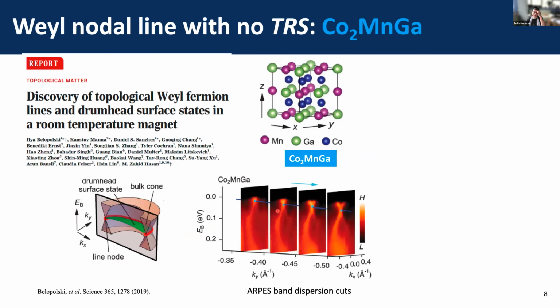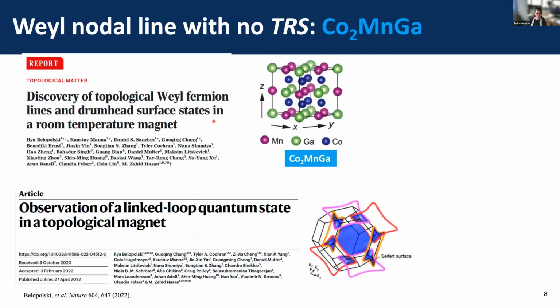Similarly, time reversal is broken in this Heusler alloy, cobalt-2 manganese gallium, and here's the crystal structure for this compound. In that case, the Weyl fermions occur due to the magnetic order in this compound, with the preserved mirror symmetry. So these are a couple of studies which focused on this compound, showing these Weyl nodal lines in the topological magnet cobalt-2 manganese gallium.